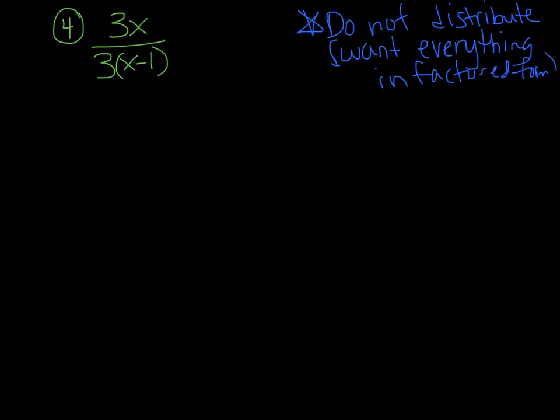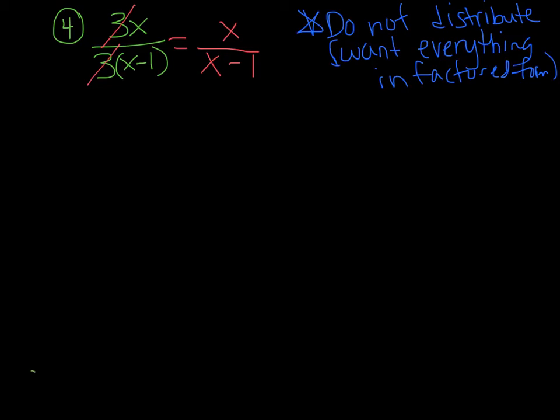So what we're going to do is we actually can cancel out anything that we have in common in the numerator and the denominator. And the thing that we have in common is that 3. That's why we have it in factored form, because if you have things that are in common, you can cancel them out.